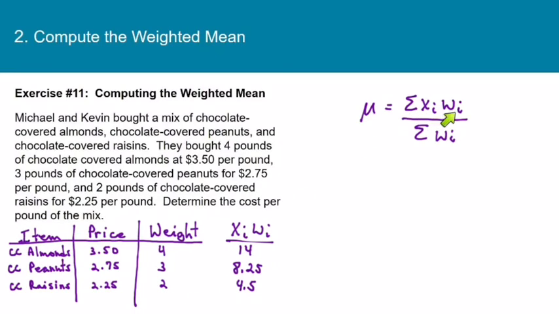Now according to the formula, we add all of those products together. 14 plus 8.25 plus 4.5 gives us a total of 26.75, and then we put that over the sum of the weights. So if you add these weights together, 4 plus 3 is 7, and 7 plus 2 is 9. And so the average price per pound of the mix is 26.75 divided by 9, which is 2.97 per pound.